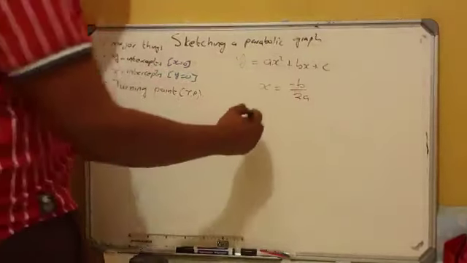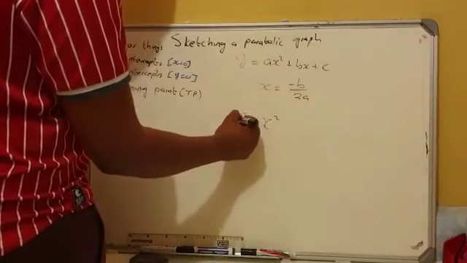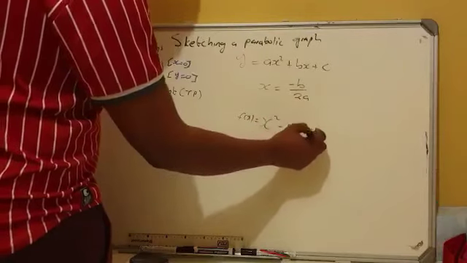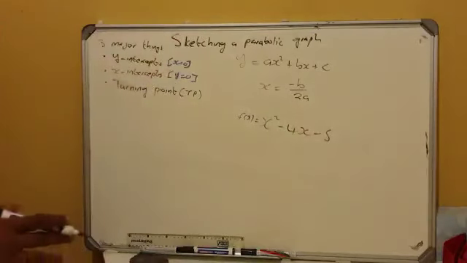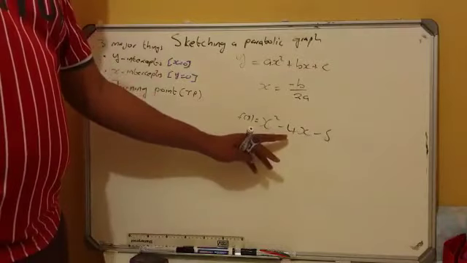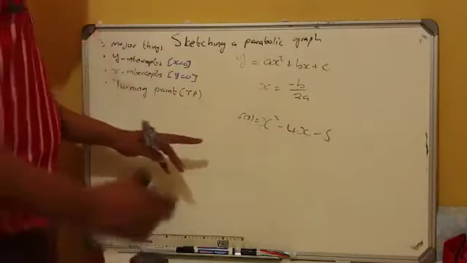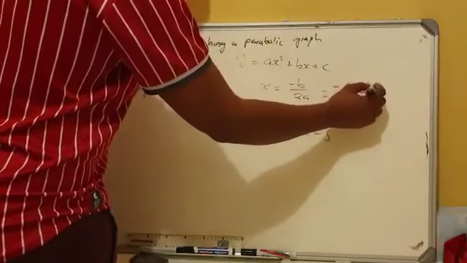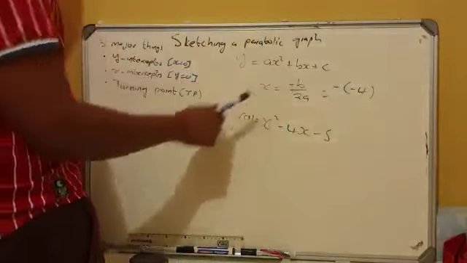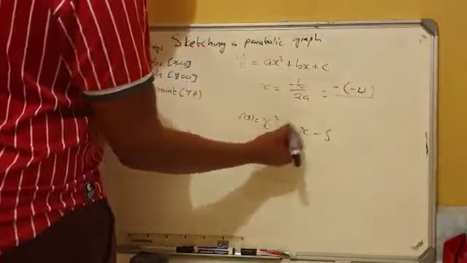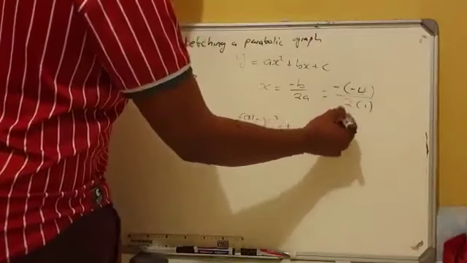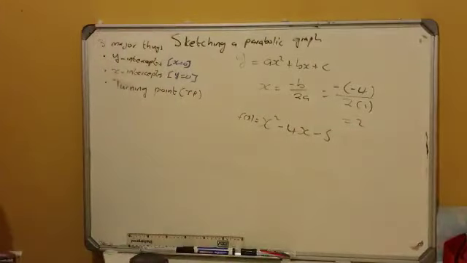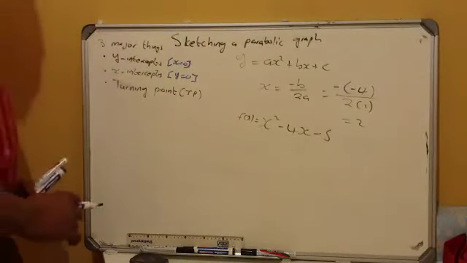For example, if you have f of x equals x squared minus 4x minus 5, so this is your b. Your b is minus 4, which means when you substitute it here, you say minus minus 4, because b is minus 4 and there's a minus in the formula, and your a is 1. Then you get 4 over 2. Then the x coordinate of the turning point is going to be 2.